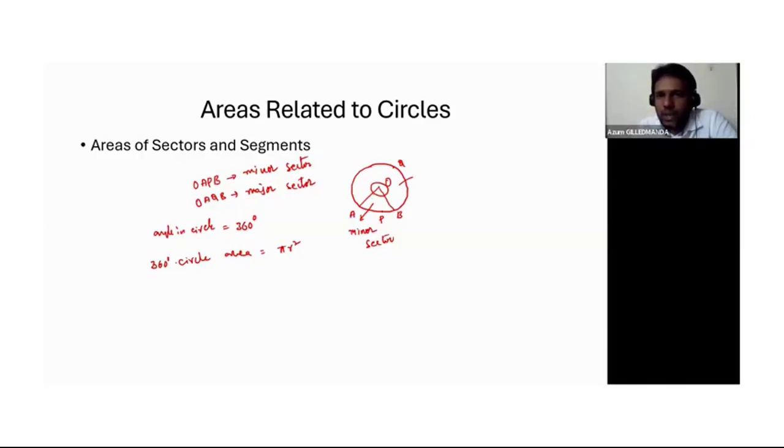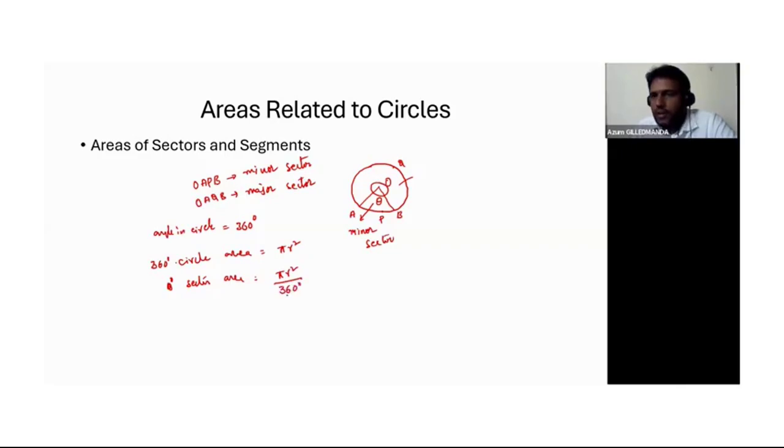Now, this sector may be just having some angle, like 30 degrees, 50 degrees, 80 degrees, 90 degrees, like that. So if it is a theta angle, then what is the area? This portion of the area is a part of that total area, right? So how much is it? A fraction of the total area of a circle. So for theta degrees, the sector area equals, can I say, pi r square by 360?